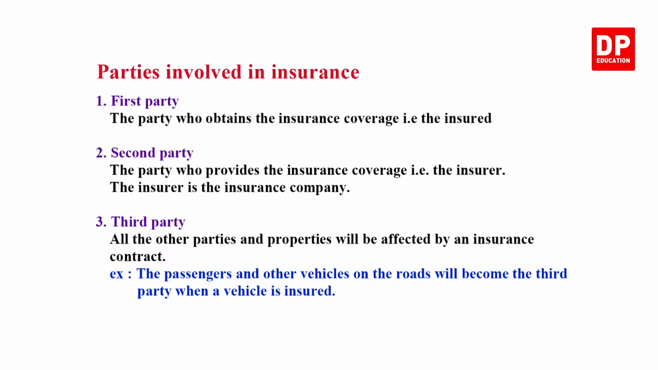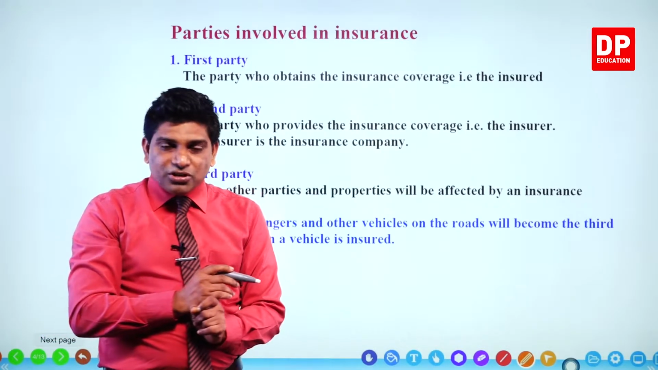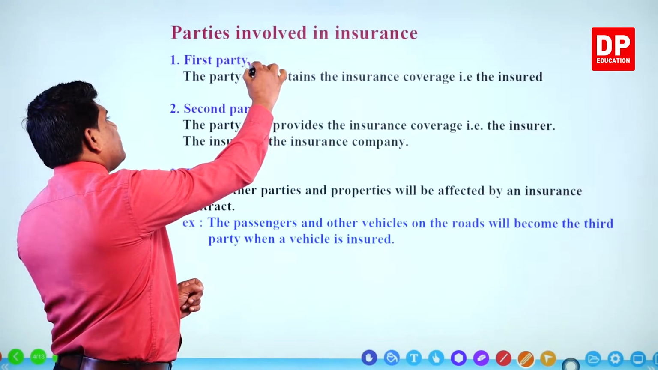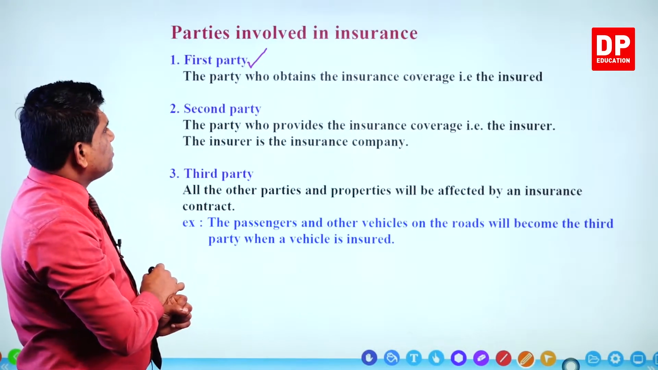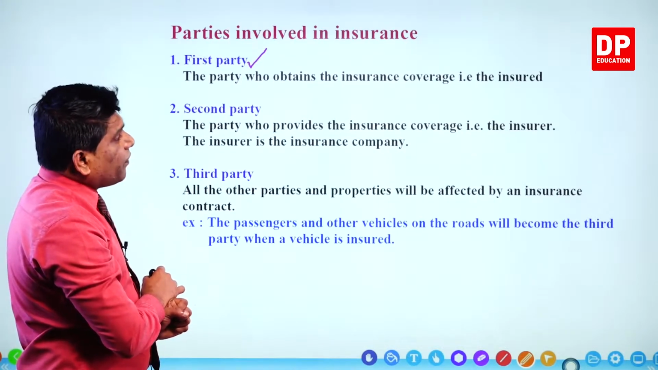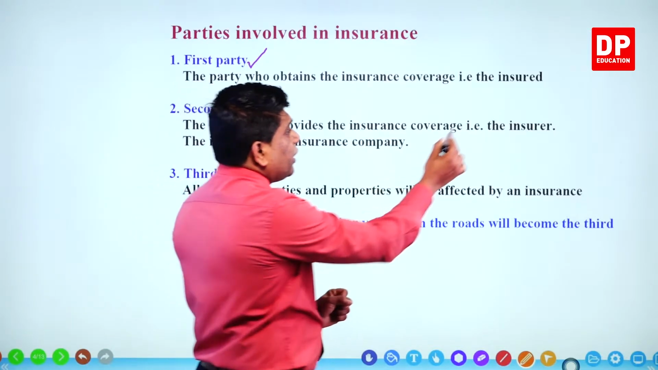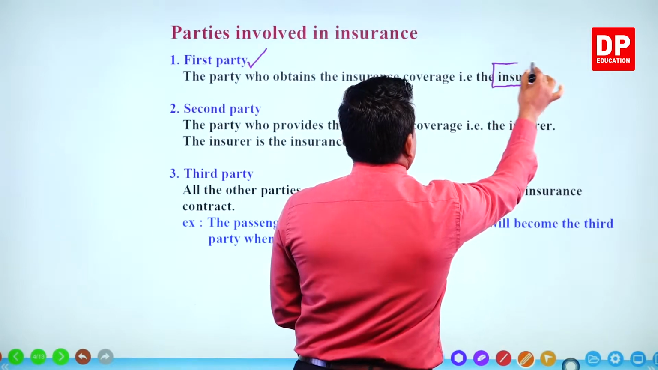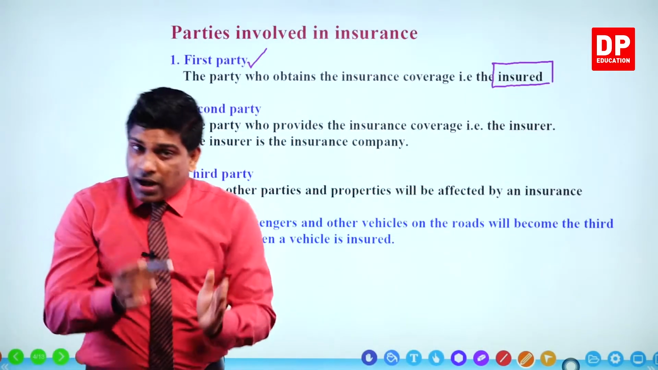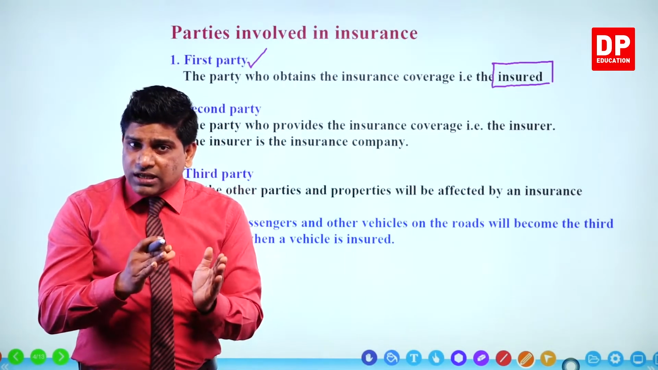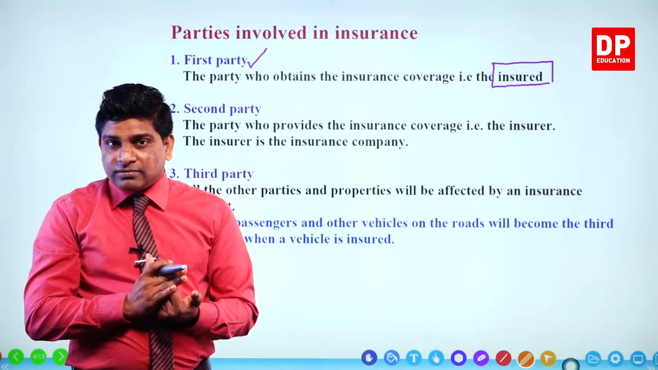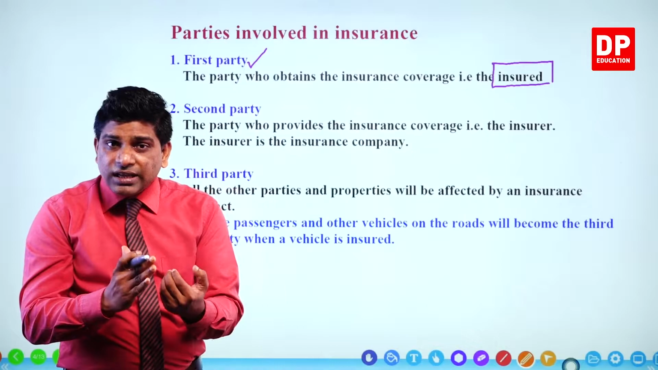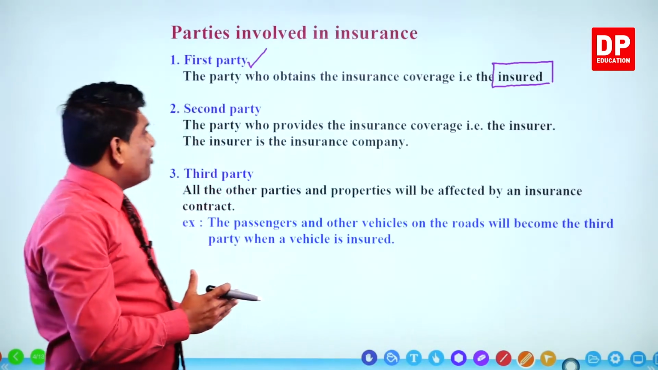Now, parties involved in insurance. There are three parties related to insurance. The first party. Who is the first party? The party who obtains insurance coverage. Normally, we give a word for this: insured. He is the insured. Remember Kamal. Kamal wants to get insurance coverage for his life. Then Kamal is the first party, the insured.